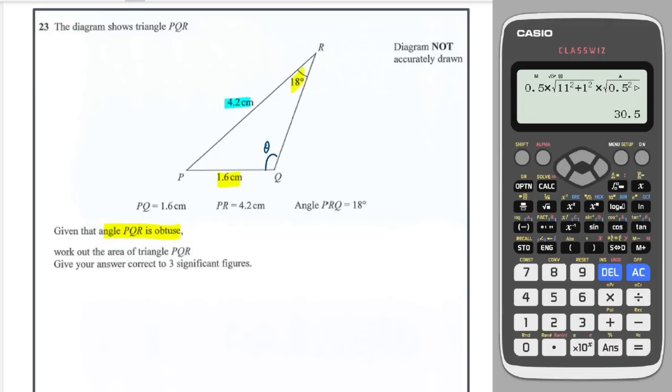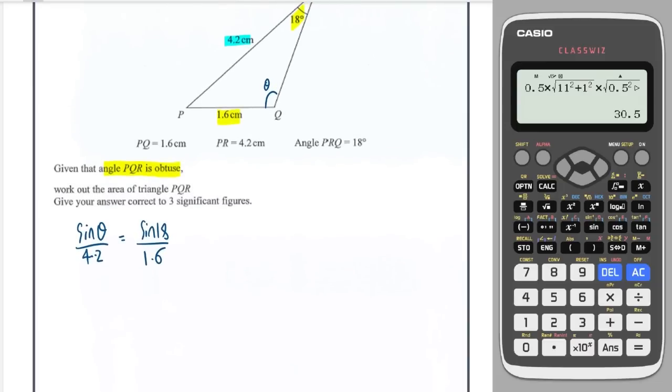So let's call that theta. So sine rule states that sine theta over its opposite side, 4.2, is equal to another pair, which will be sine of 18 over 1.6. Okay, multiply both sides by 4.2. And put that into my calculator. So 4.2 multiplied by sine 18 over 1.6.